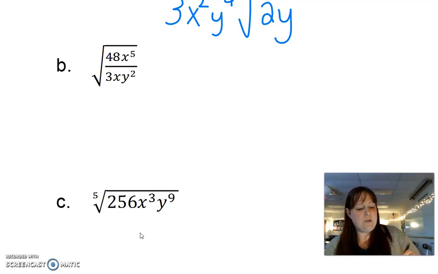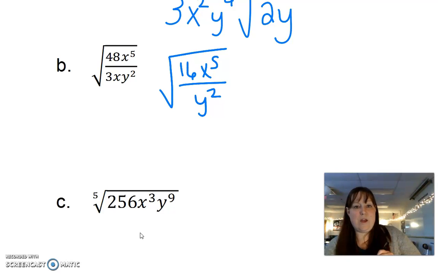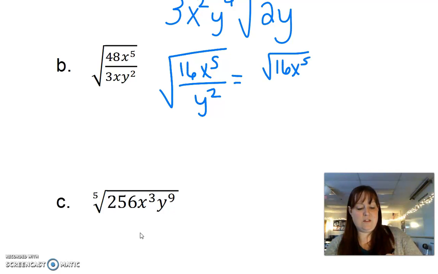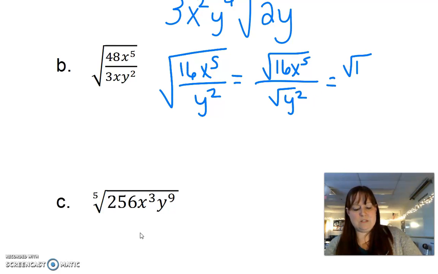All right, first things first, we always simplify. 48 divided by 3 is 16. X to the 5th over y squared. Okay, now we can simplify, and now we can take the radical top and bottom. Remember, a big radical like this takes the square root of the top and the square root of the bottom. So this is the square root of 16x to the 5th over the square root of y squared. That makes it a lot easier, right? And remember that top one is the square root of 16 times the square root of x to the 5th, over the square root of y squared.